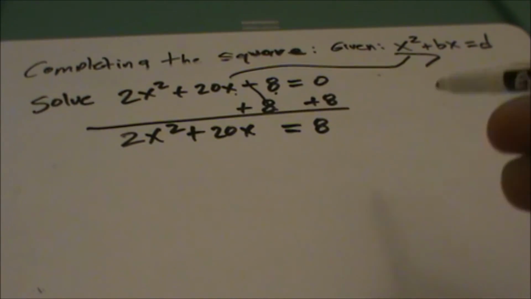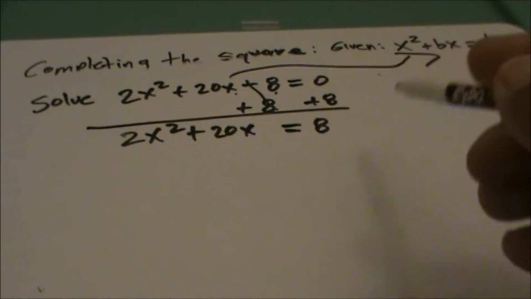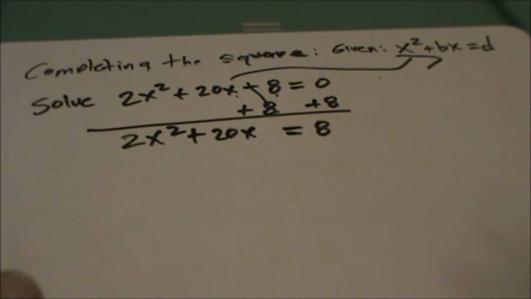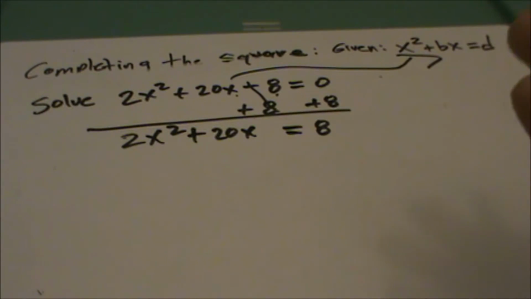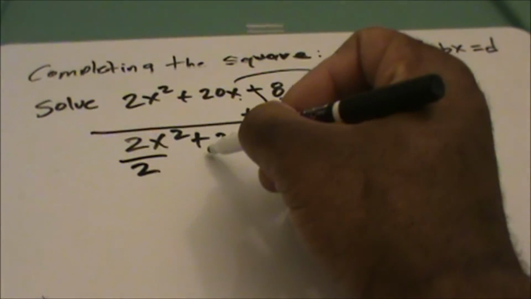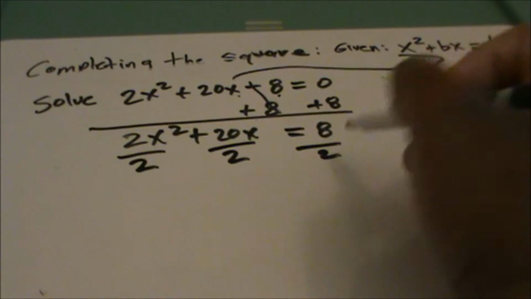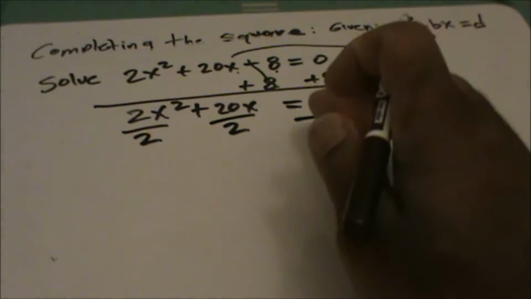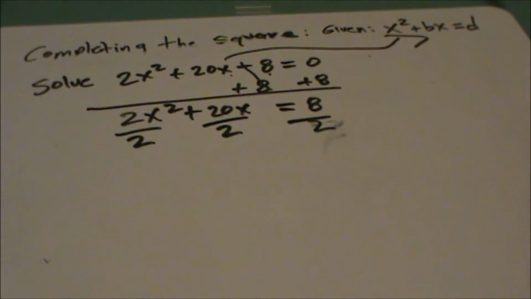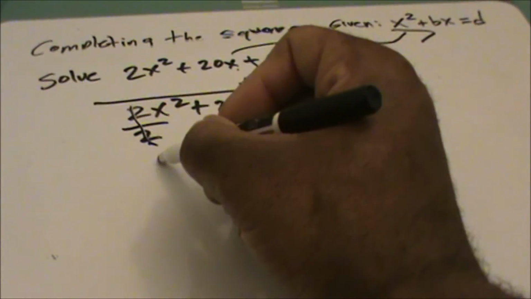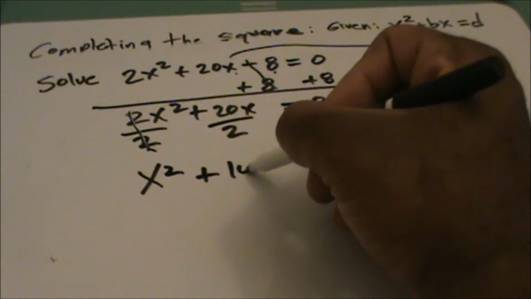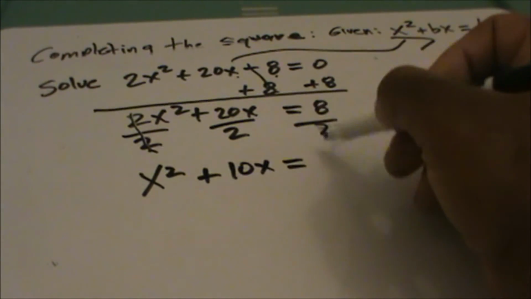So now that we have x squared, but it doesn't look like the x squared part because we have the 2, we have to get rid of the 2. How can we do that? We can divide everything by 2. It seems like they're divisible by 2, so let's divide everything by 2 in the equation. So this cancels. We have plain x squared plus 20 over 2 is 10x, and 8 over 2 is 4.